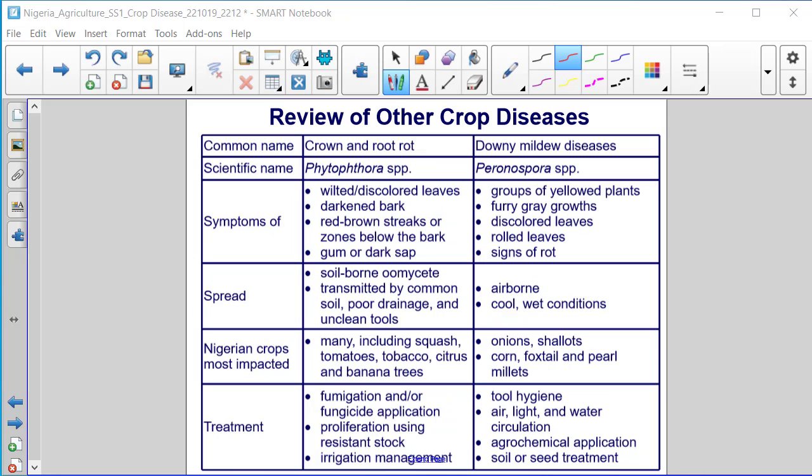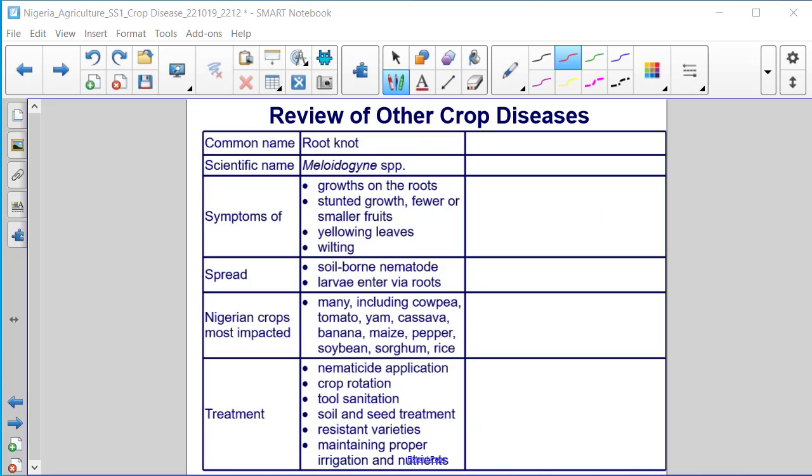Other crop diseases we've discussed are crown and root rot and downy mildew diseases. The other crop diseases discussed in the previous slides were all caused by oomycetes. The one caused by nematodes is root knot.